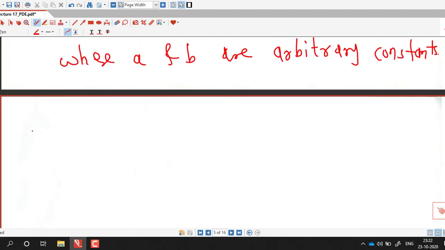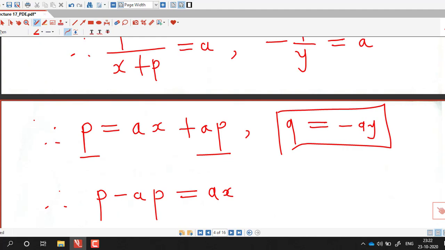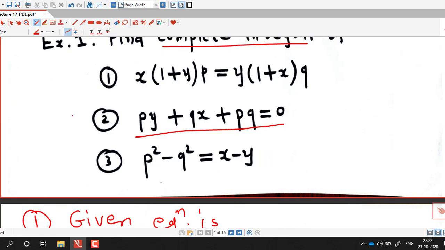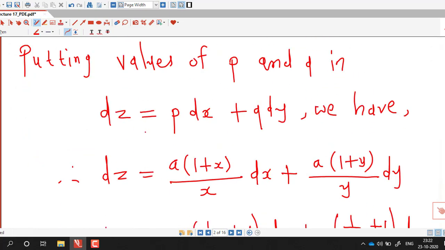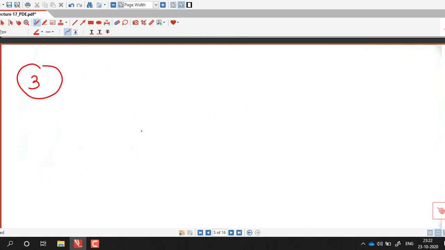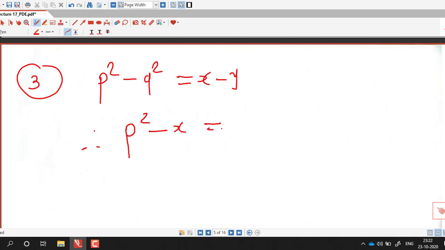So it is easy to find the complete integral if our partial differential equations are in standard form. Now let us take the third one. The third one is p square minus q square equals x minus y. So this we can rewrite as p square minus x, and if I take minus q square on the right hand side, I will have q square minus y.